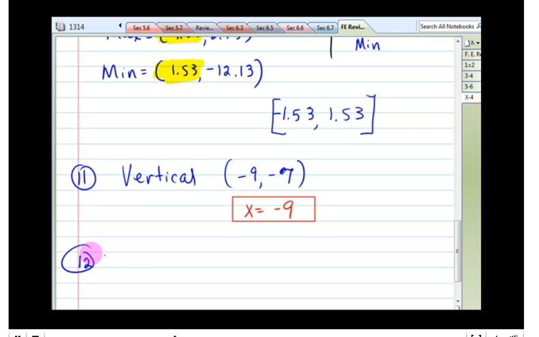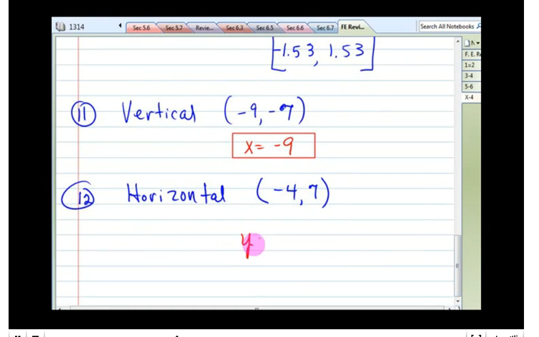And so is 12. 12 is horizontal through -4, 7. So if that's vertical, if it goes through the x, what does the horizontal do? Goes through the y. So that one's going to be y equals what? Okay. All right.